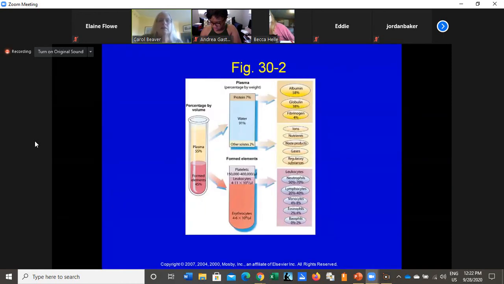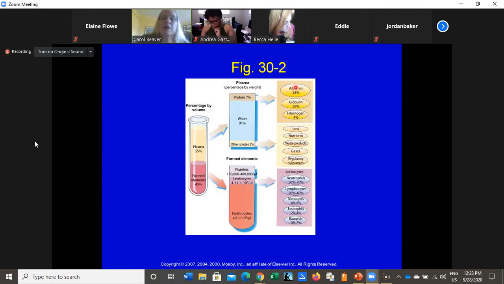Okay, and this is where we have just some descriptions here. When we look at percentage by volume, we usually have about 55% plasma and 45% formed elements. And you don't have to memorize this. This is just to sort of picture it. And the plasma has protein, and then we've got 91% water. We've got a lot of water in our body. And then the other solutes are the 2%.